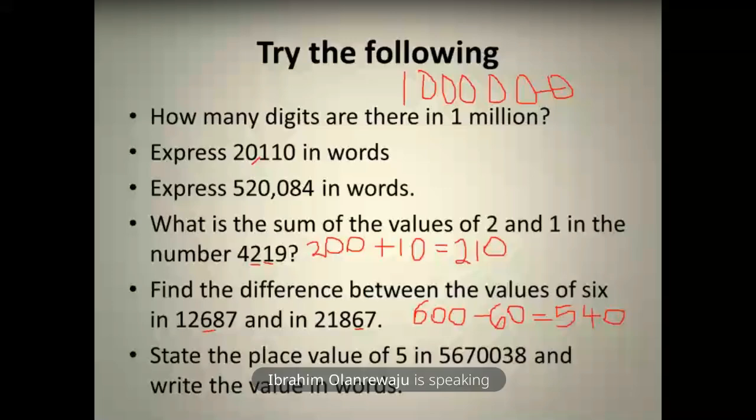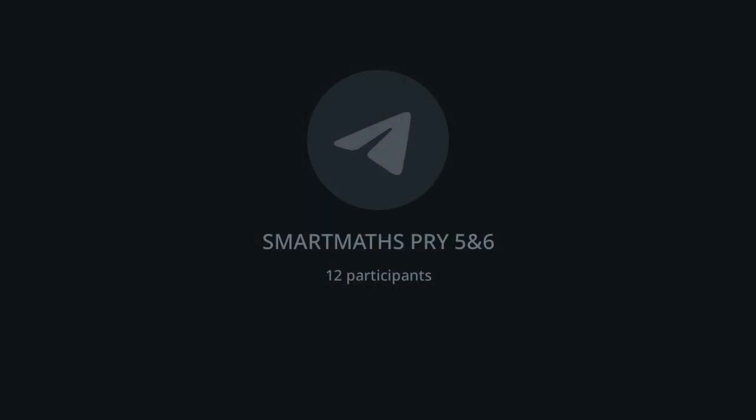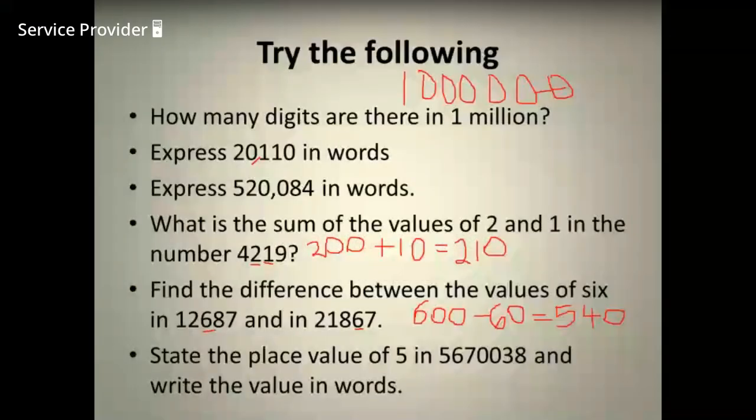Nadira and Ibrahim Olariwaju. 5 million. Nadira, pardon me? 5 million. No, I didn't say value. I said place value. You need to understand those two, the difference. Value means the number value. Place value tells you the position. So you don't say 5 something again.